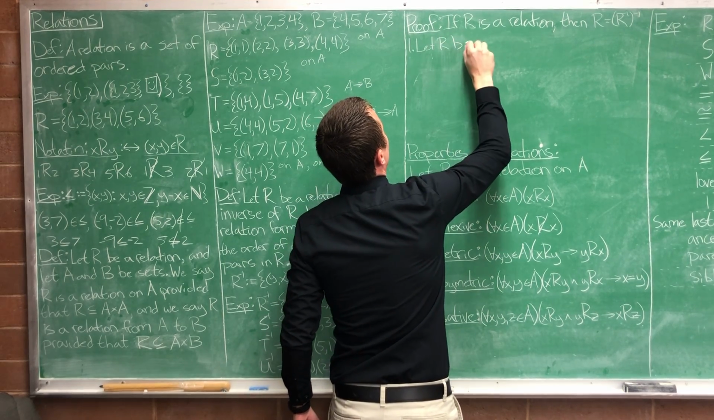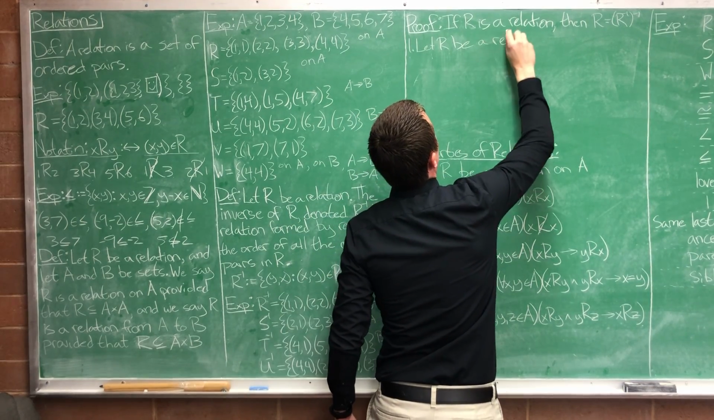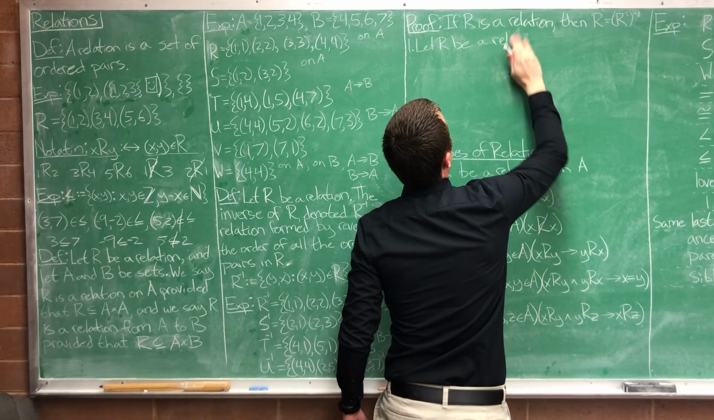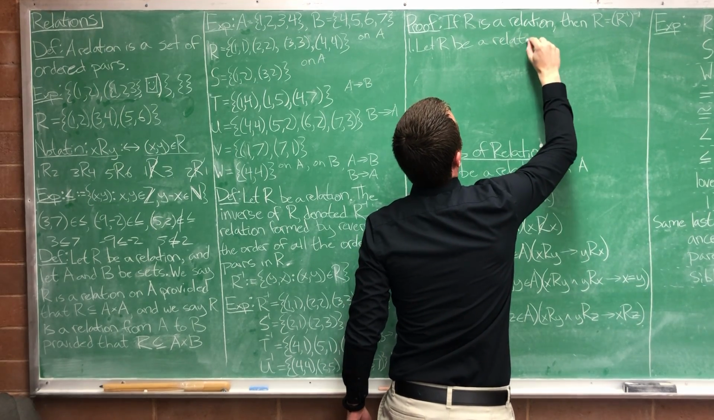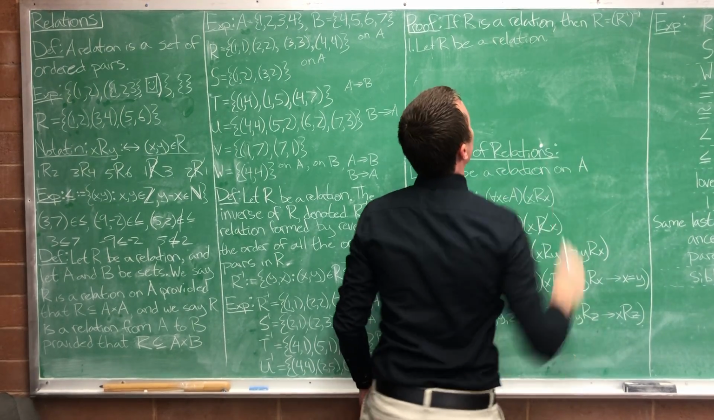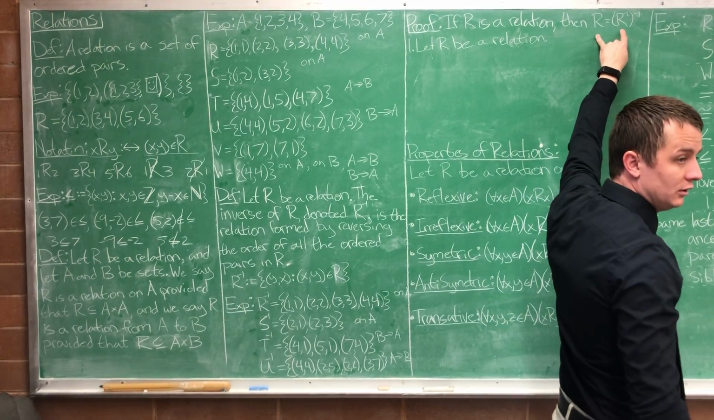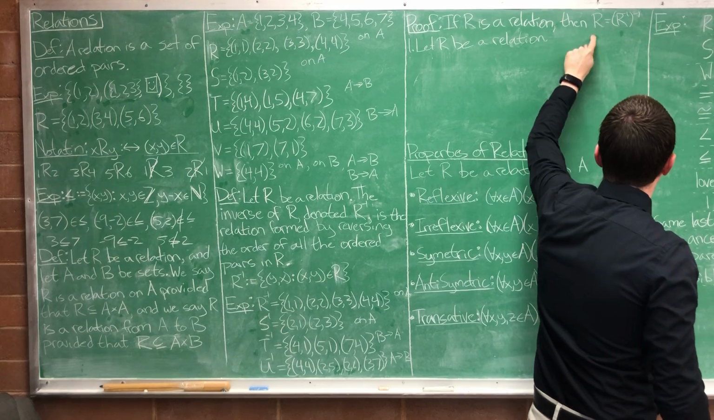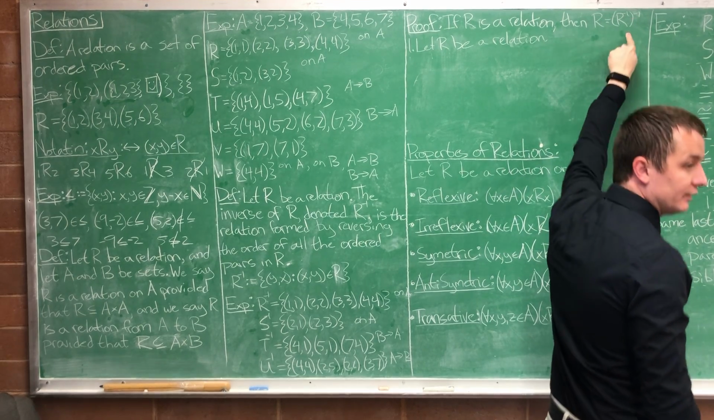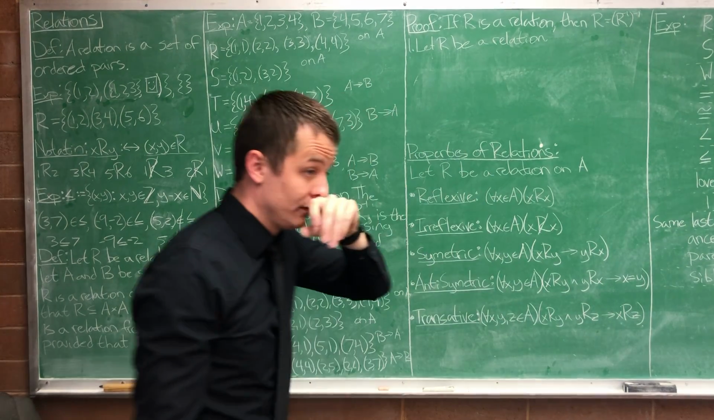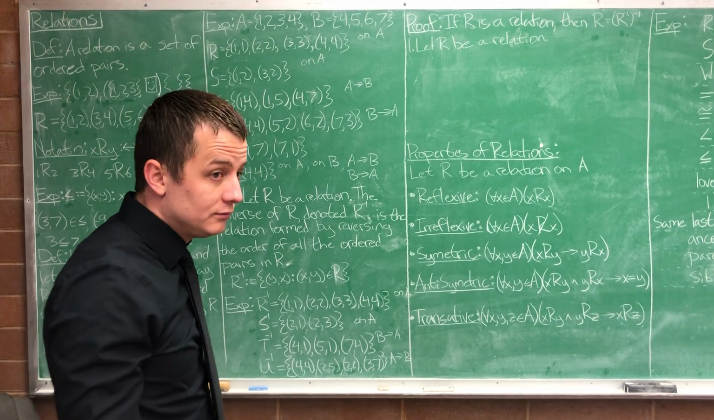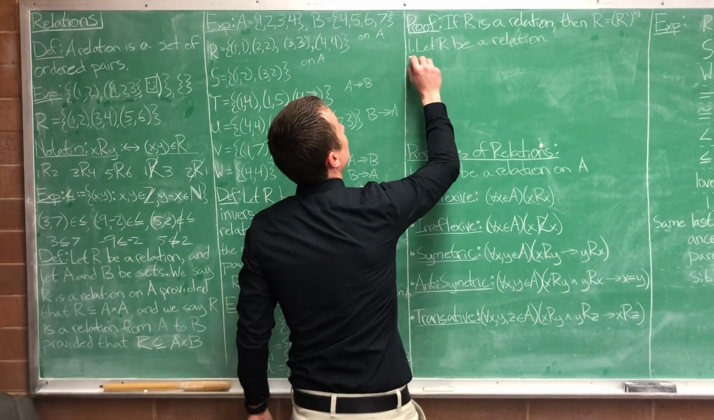Let R be a relation. How do I prove that two sets are equal? I need to show that everything in this set is in this set, and then everything that's in this set is in this set. You've been doing a bunch of these?